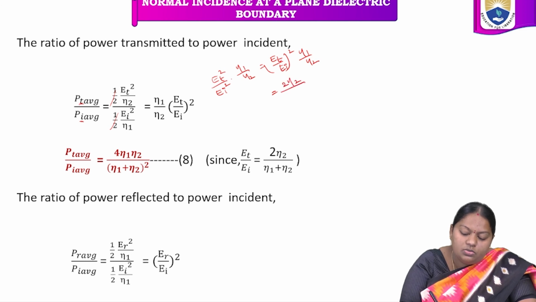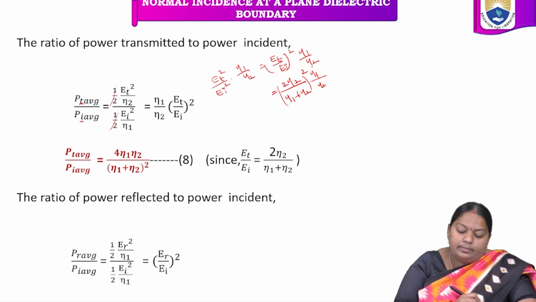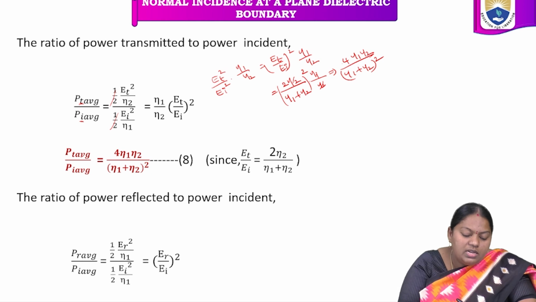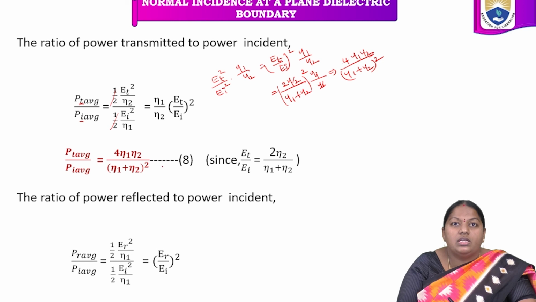Nothing but 2 eta 2 by eta 1 plus eta 2 into eta 1 by eta 2, this as a whole square. Right? So from this we are going to get eta 2, and this eta 2 gets cancelled. Then 2 square becomes 4 eta 1 eta 2 by eta 1 plus eta 2 whole square. That is, PT average by PI average, equal to the transmitted wave power density to the incident wave power density, is nothing but 4 into eta 1 eta 2 by eta 1 plus eta 2 whole square.